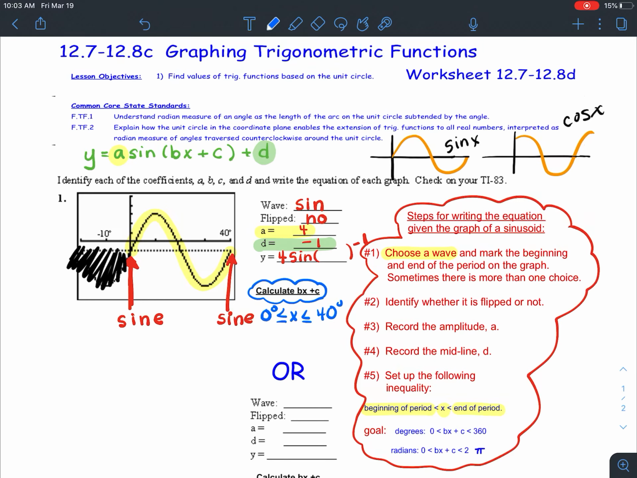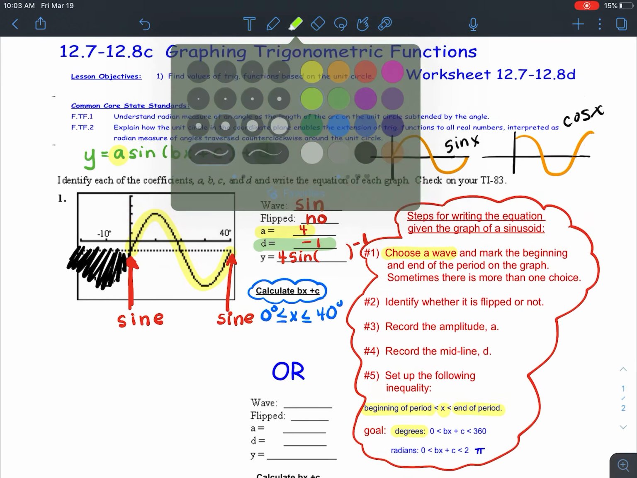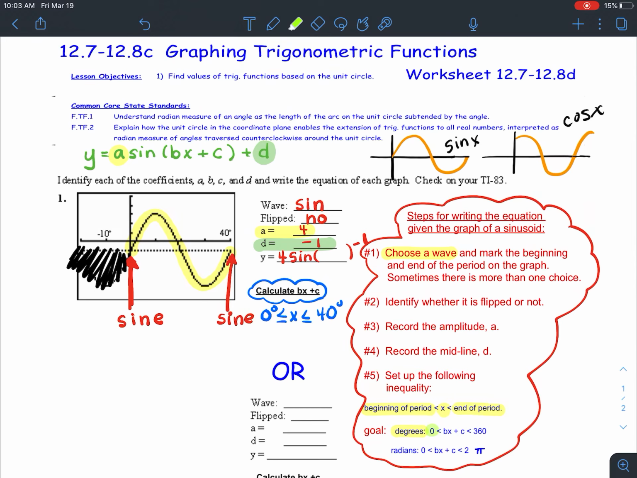Okay, now here's what the goal is. The goal is, if we're in degrees, which is how this problem is, you want to make sure the left side of your inequality is a 0 and the right side is a 360. The significance in those numbers is if we think back to just the parent graphs, their cycle through the wave starts at 0 and it takes 360 degrees to make it through one full cycle. And so we want to restore the left side to a 0 and the right side to a 360.